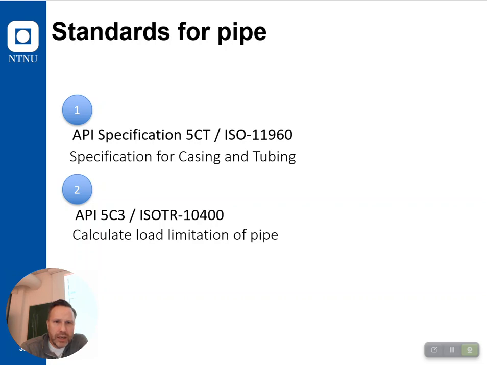So let's basically just say that there are two standards that we are going to look into. The one called 5CT is basically the one for how you manufacture your pipe. And I've been talking about the API collapse and burst calculations. They are in API 5C3 and ISO TR 10400. So these are the two standards that we will talk a little bit about and that you will be using as drilling engineers or build upon.